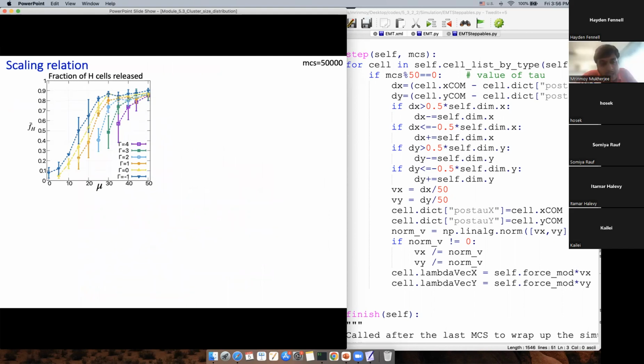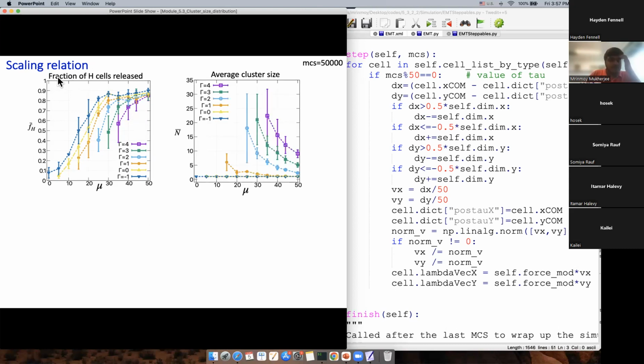Also, depending on how the cells are released from the primary tumor, this is the fraction of hybrid cells released in the medium, depending on mu, for different values of gamma. As you increase mu, almost 90% of the cells are released, but that also depends on the gamma value. If you increase gamma, they don't like the medium that much, so they will not go to the medium.